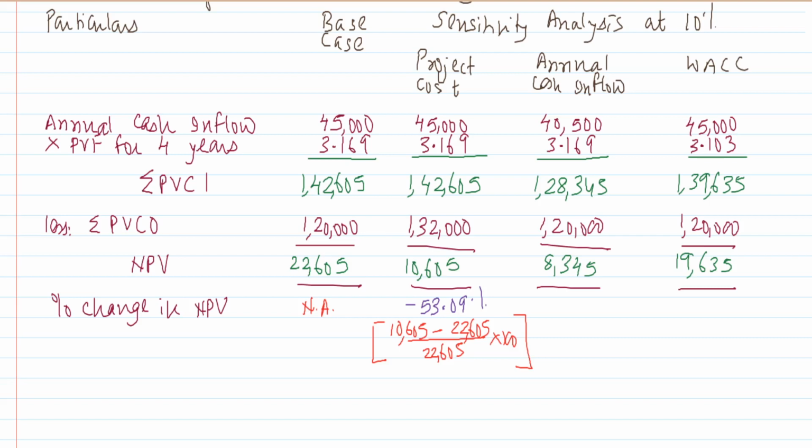Now you can do the next orally. 8,345 minus 22,605 divided by 22,605. Yes, this is turning out to be minus 63.08%. And the last one, 19,635 minus 22,605 divided by 22,605. Yes, that is turning out to be minus 13.14%. So that is the percentage change in the net present value.